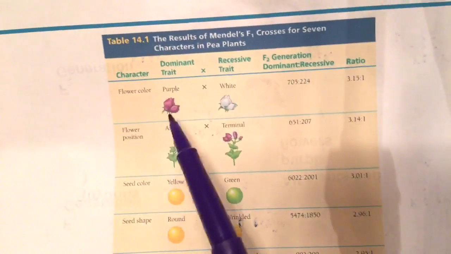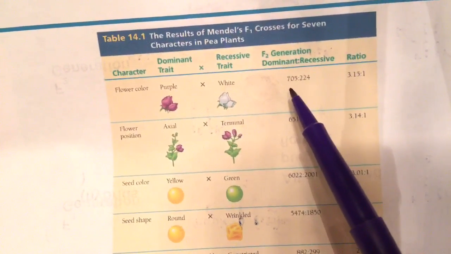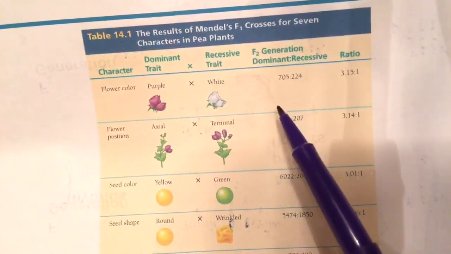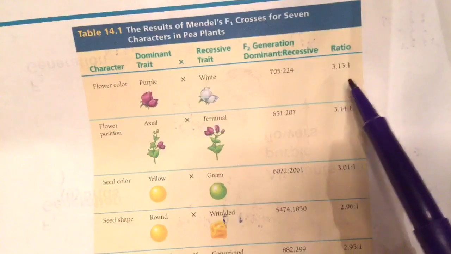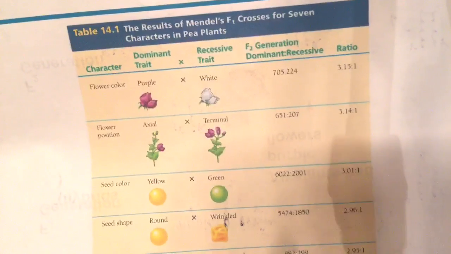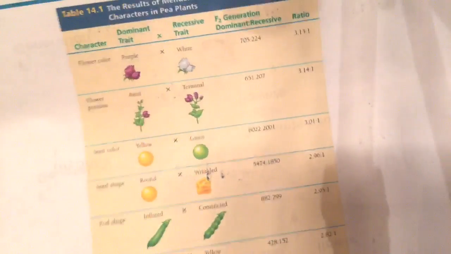Alrighty, and I guess this shows you that here. Let me put this up a little bit. Here's his actual data. When he crossed purple and white, in his F2 generation he gets 705 purple flowers to 224 white. So look at that, he did almost 1,000 kids. He did this a lot. But when you reduce that, that's a 3.15 to 1 ratio, about 3-to-1. He did it with flower position, got a 3-to-1 ratio. Seed color, 3-to-1 ratio. So he got this 3-to-1 ratio all the time, and that's part of his famous work.